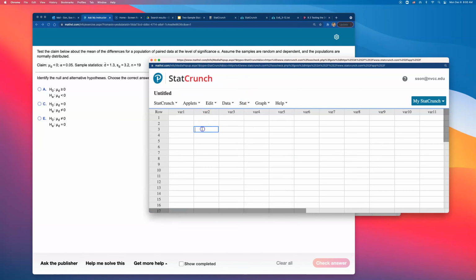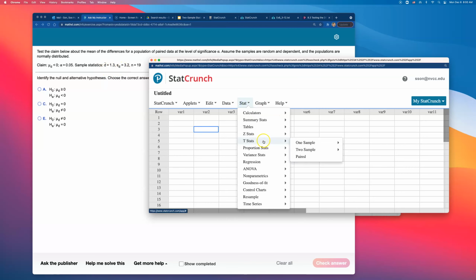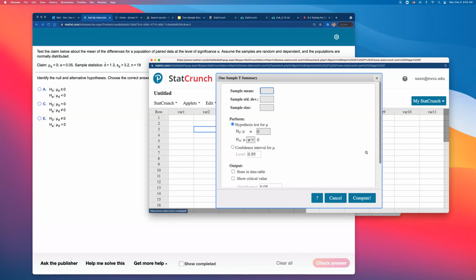It is still a paired test, but because what they gave us is the summary of the differences, we can still do this using T Stat and just one sample, okay? Because what they gave us is the sample mean and the standard deviation from the differences. So you can do this using T Stat, go with one sample, and we have summary. So I'll show you how we can do this.